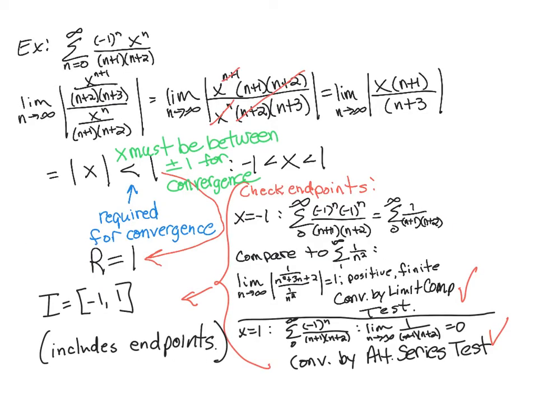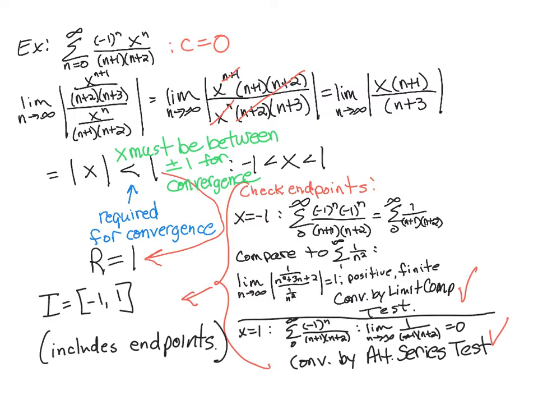So let's try one on for size. Given this series right here, you see that we have x to the n, and what that means is, because it's plain old x, we know that we're centered at 0. So let's plug and chug and see what happens.